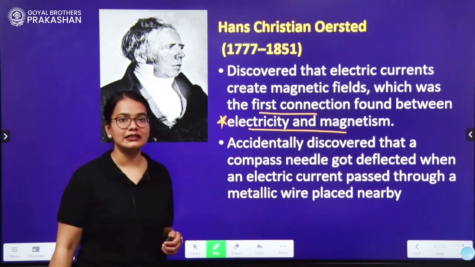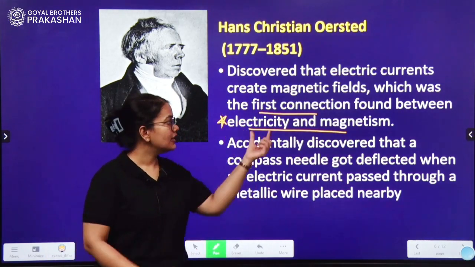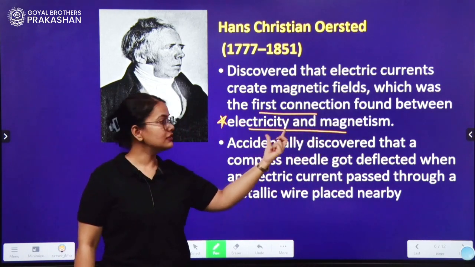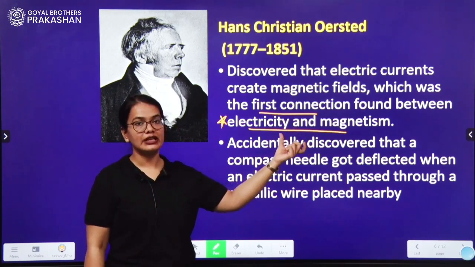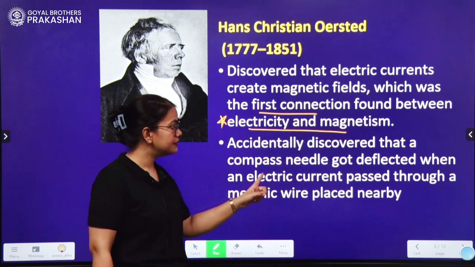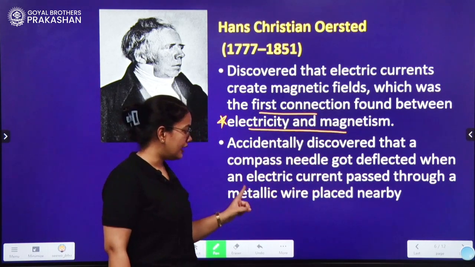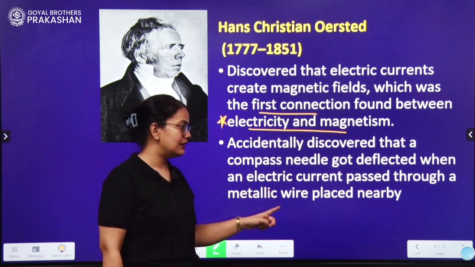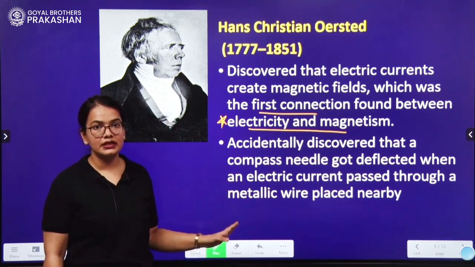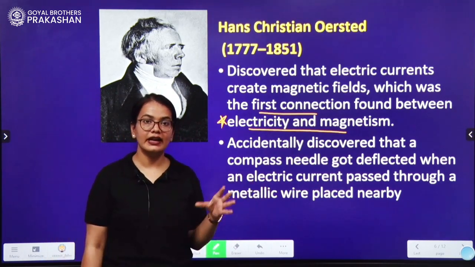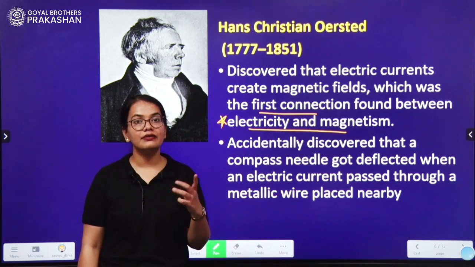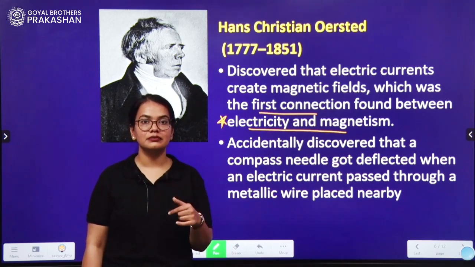When you go to higher classes, you will see that these are two different branches in physics, electricity and magnetism. He was the one who established a connection between electricity and magnetism. He accidentally discovered that a compass needle got deflected when an electric current passed through a metallic wire placed nearby. During his experiment, the current was passing through the wire, and by accident the magnetic compass was lying nearby, and he was so vigilant that he asked, why is there some deflection?